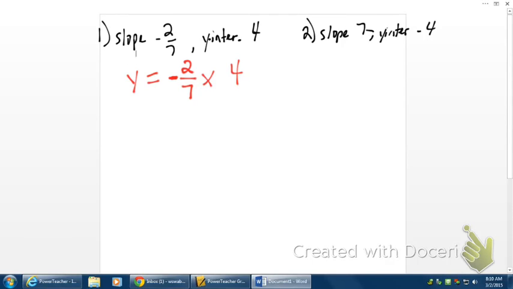Plus 4. Whatever the sign is of that y-intercept, that's what you're going to insert. So for number 1, it's a positive 4. That's a y-intercept of a positive 4. So just write plus 4. That's it. Okay, for number 2.